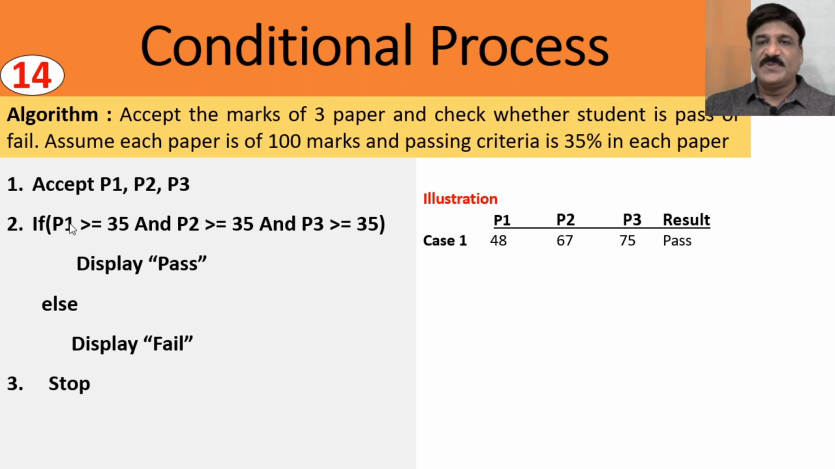First condition is true. Yes, 40 is greater than 35. Second, 67 is greater than 35. Yes. 75 is greater than 35. Yes. So it means overall result is what? Pass.